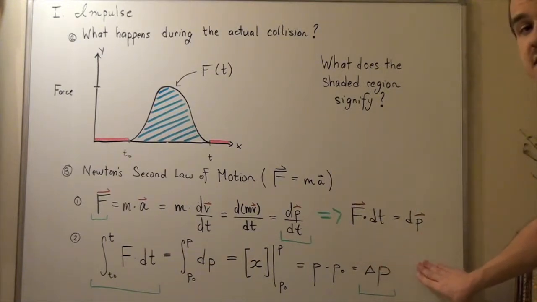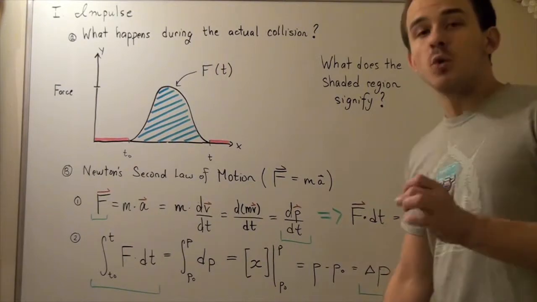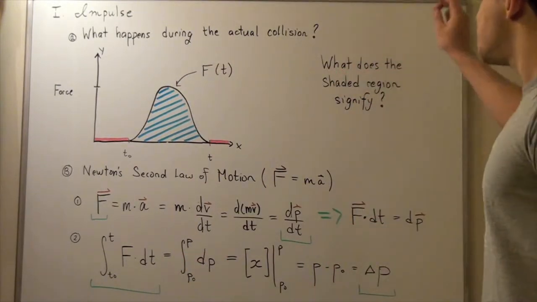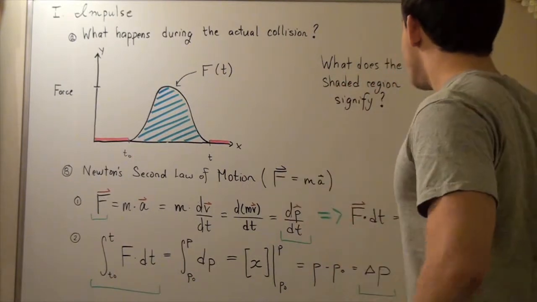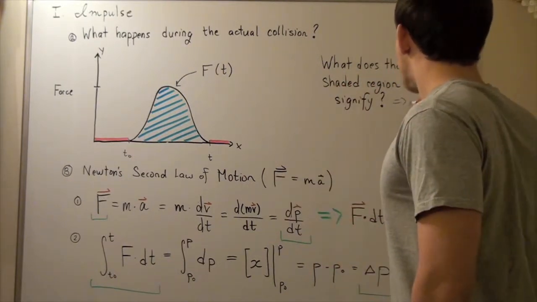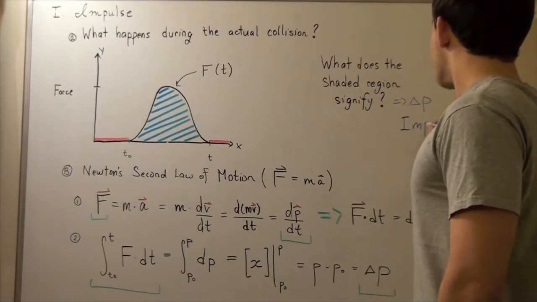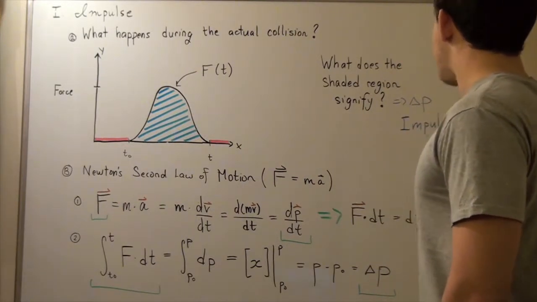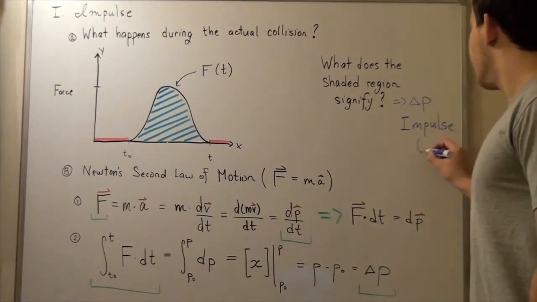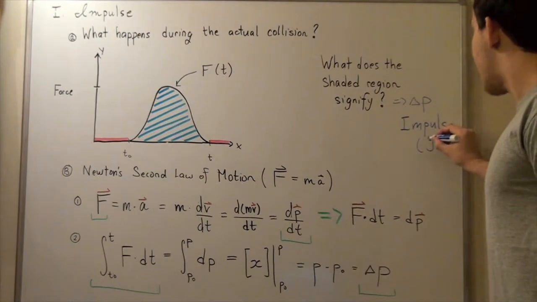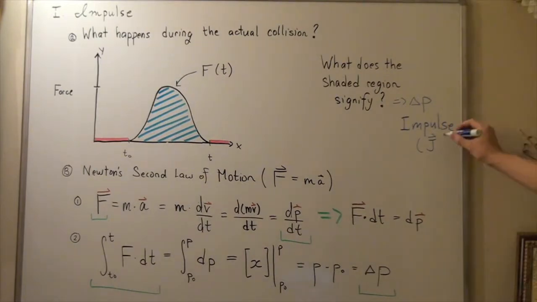Now this is given a special name known as impulse. So the answer to our question, what does the shaded region signify? Well, it signifies our change in momentum, which is known as impulse. So impulse is simply change in momentum, and it's given the letter J. And since p is a vector, so is our impulse. So J gets a vector symbol on top.